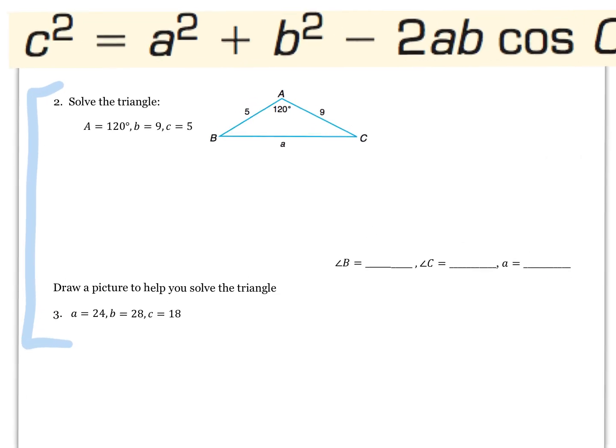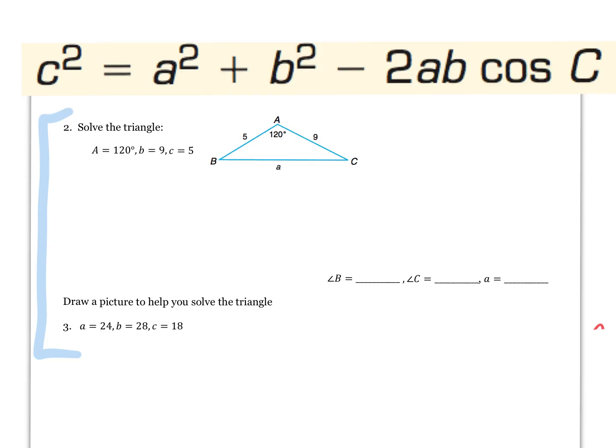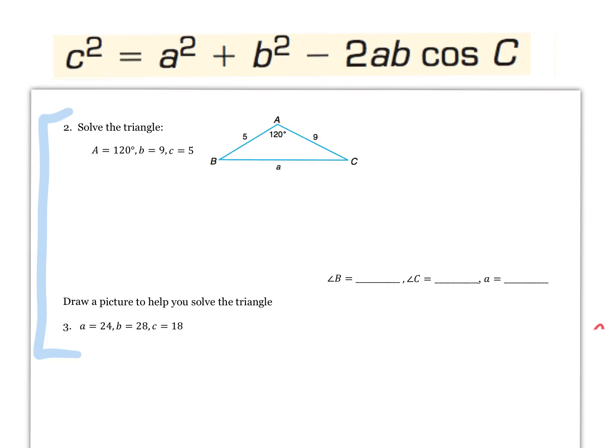We're going to just do these 2. Here we go. This top one, I went ahead and copied the law of cosines from the previous page. It says angle A is 120. They want us to find every missing part: angle B, angle C, and side A.